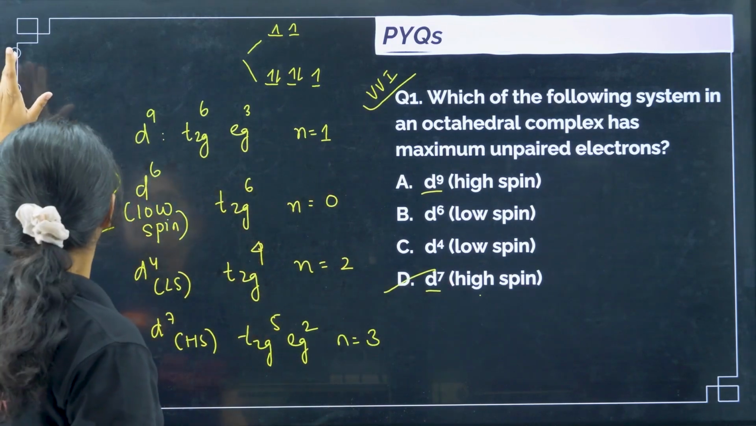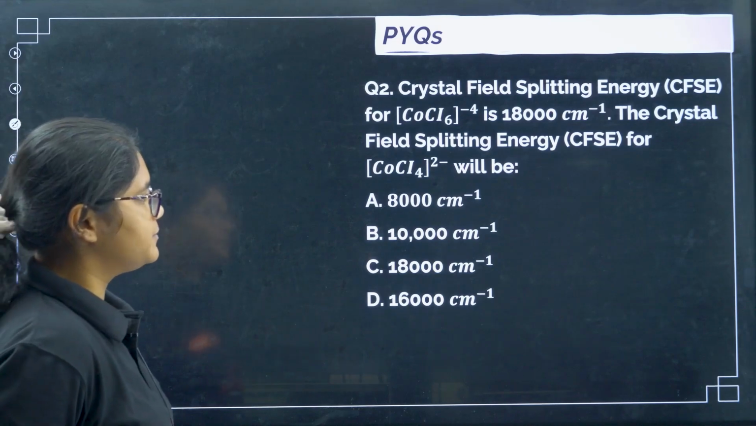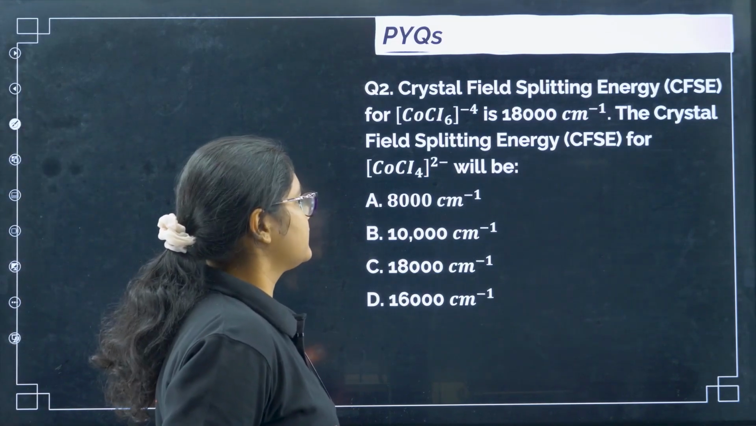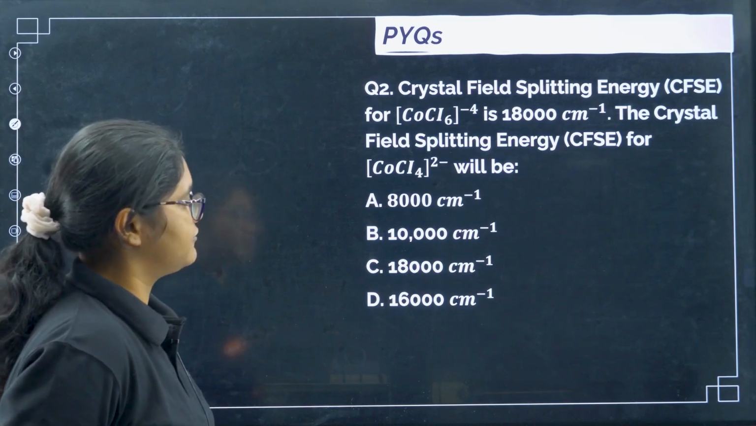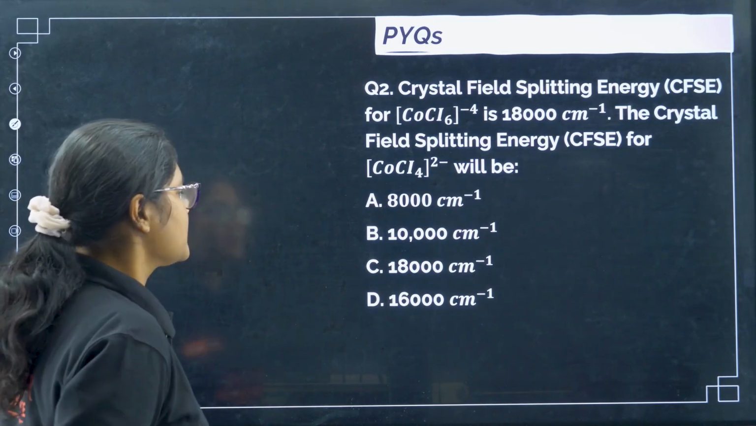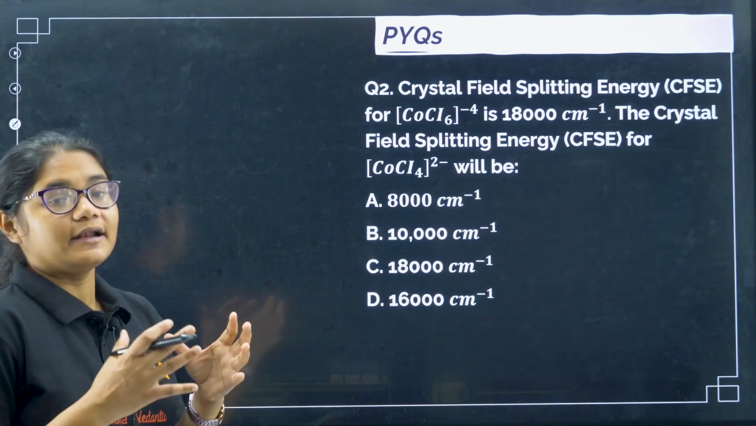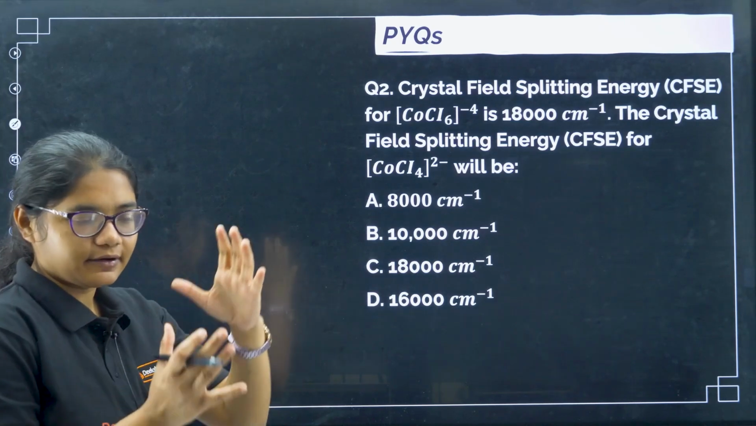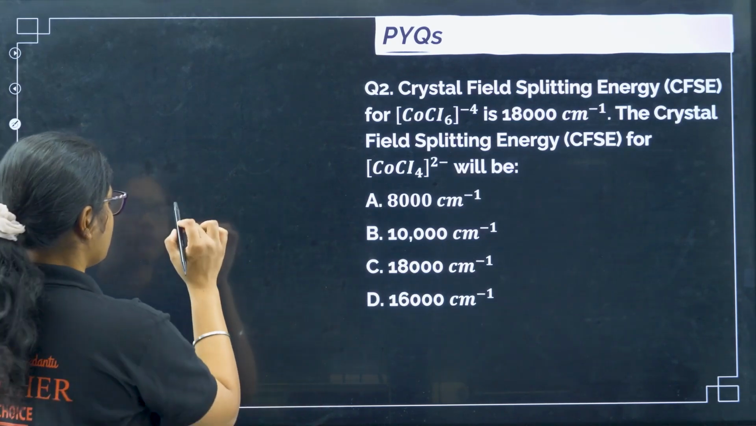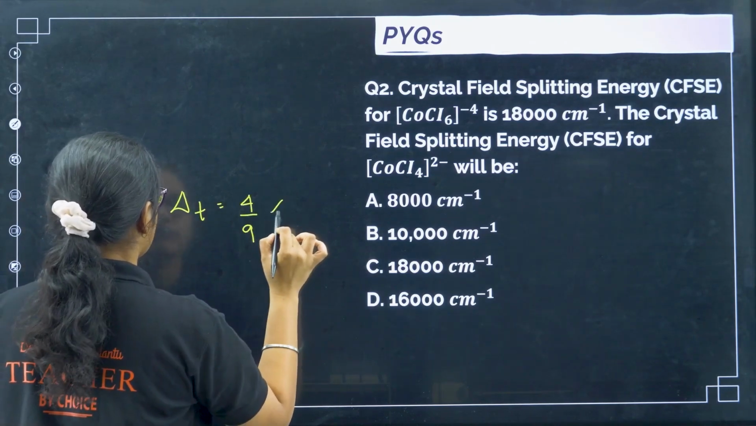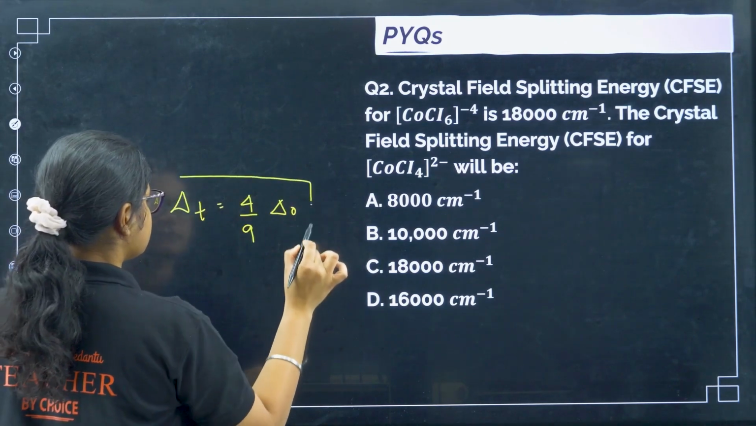Okay. Next, crystal field splitting energy of COCl6 is 18,000. The crystal field splitting for COCl4 is? So there is a relation between delta T and delta O, meaning tetrahedral splitting and octahedral splitting. What is it? Delta T is equal to 4 by 9 of delta O. So please remember this one.